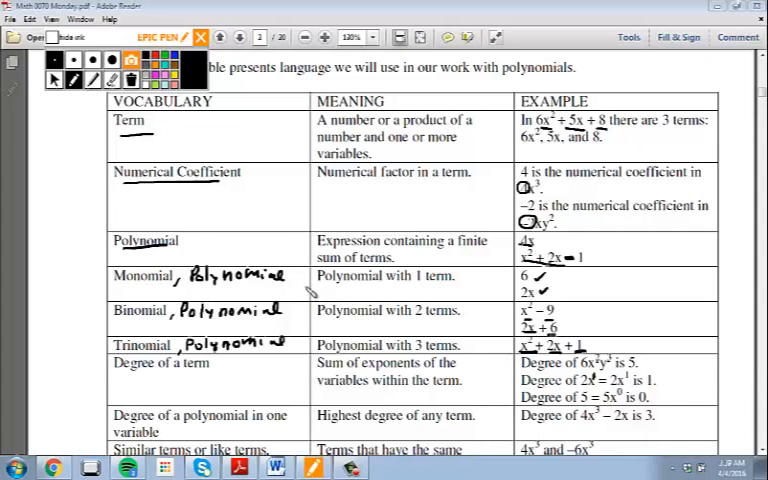Alright, and if you have the degree of a polynomial in one variable, it's the degree of the highest degree term, so 4x to the third is degree 3, 2x is degree 1, so we pick the highest of those. And it ends up being 3.